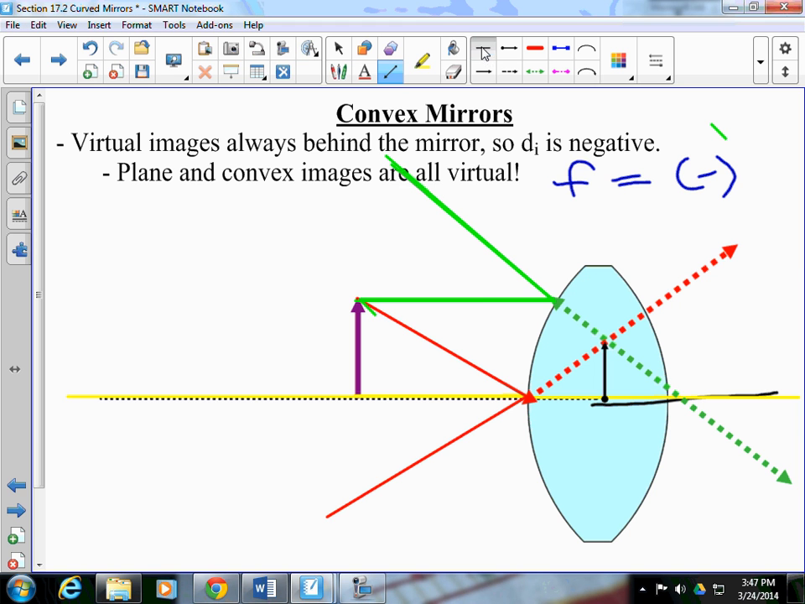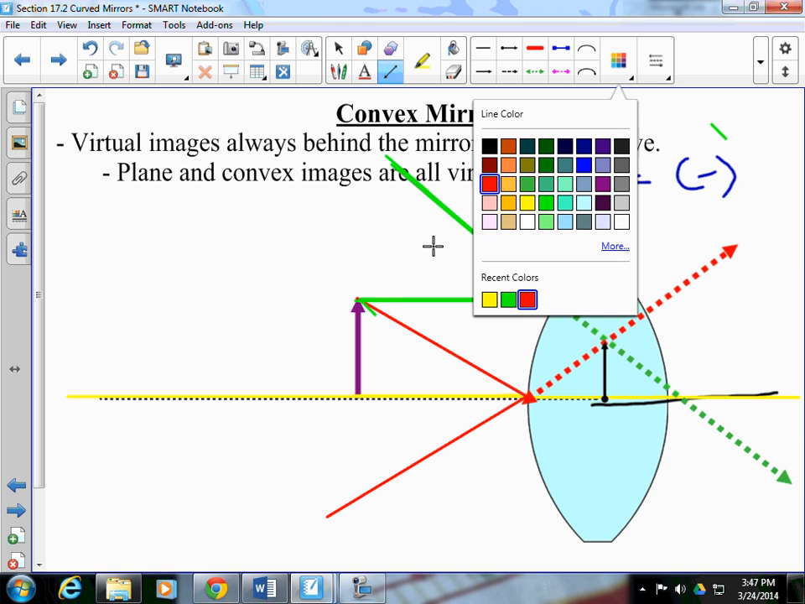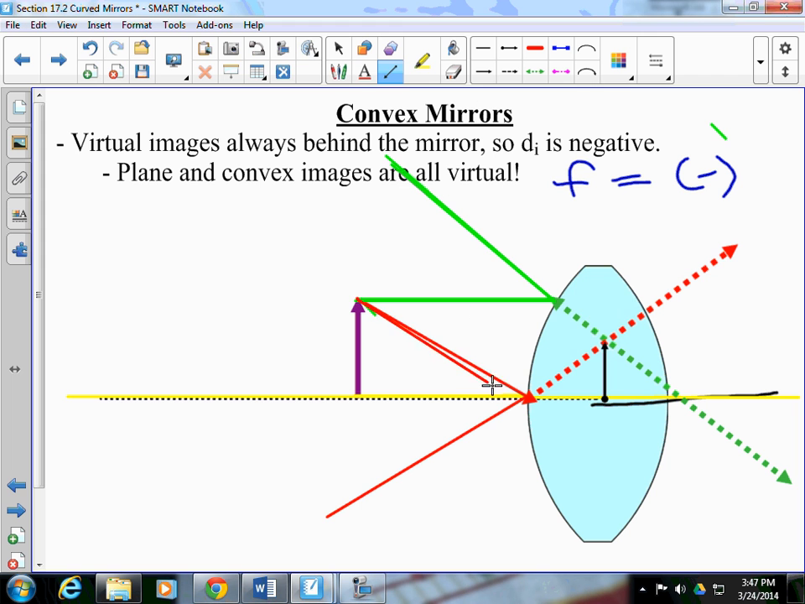And then we have our red line, our second line, which goes from the top of the arrow to the center of the mirror and would bounce back down. Now, how do we figure out where our images meet? We are going to retrace them and have them extend beyond the mirror.